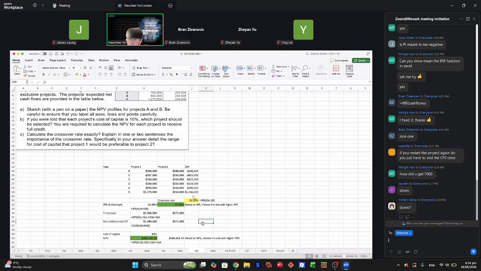And that's it. This is about the NPV profile, and this one is quite important because it's not just about calculation. You must understand the meaning of the x-intercept, the meaning of the y-intercept, and also how we can interpret the crossover rate. So this is for question 6.